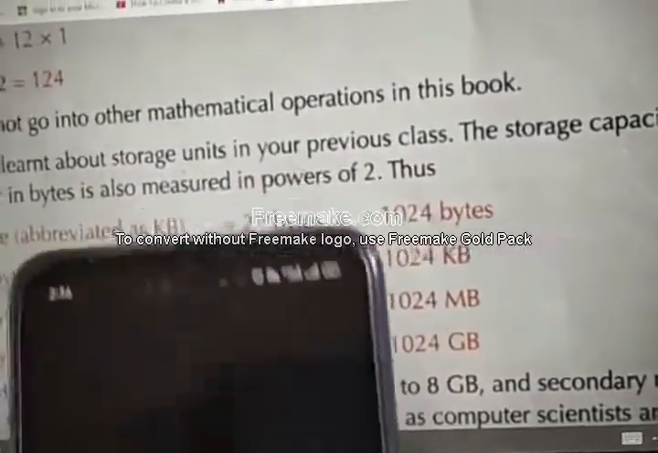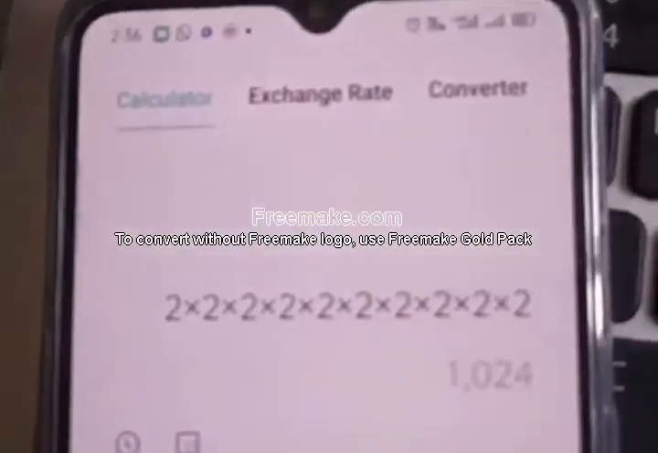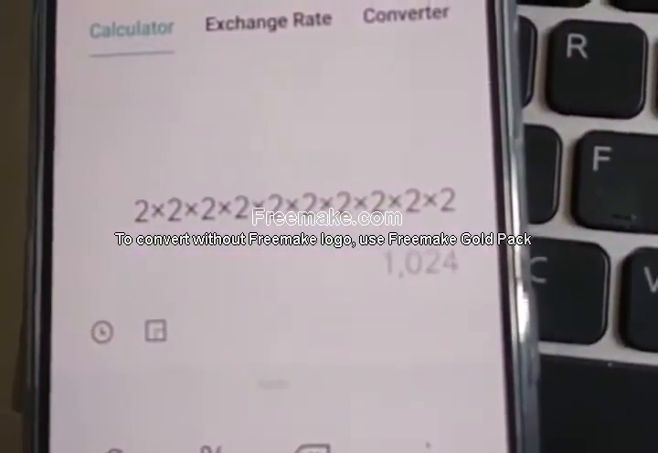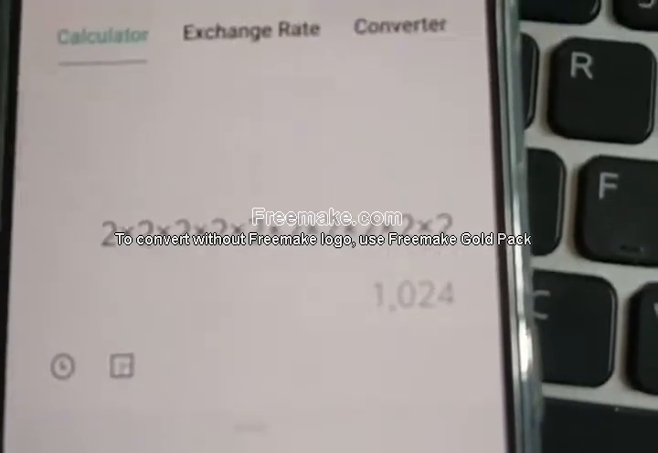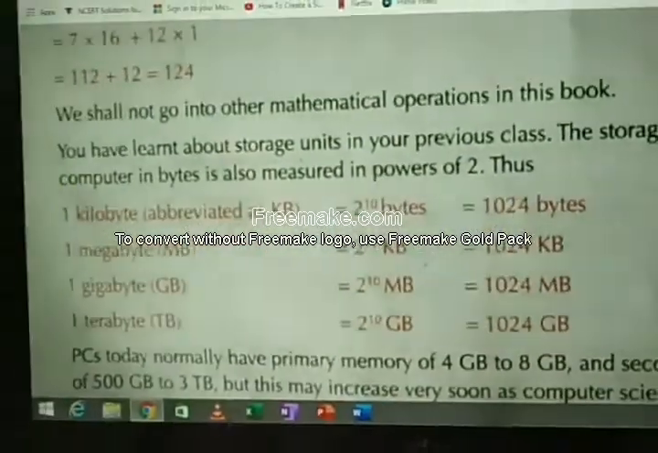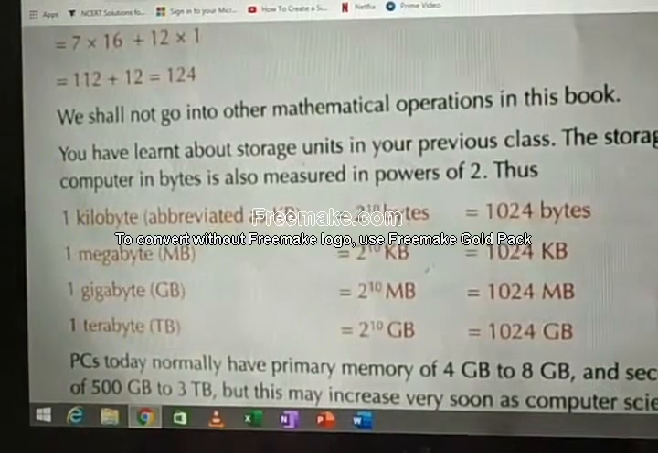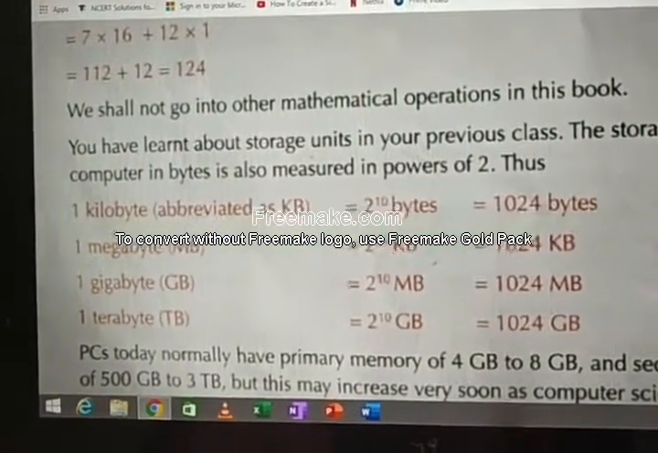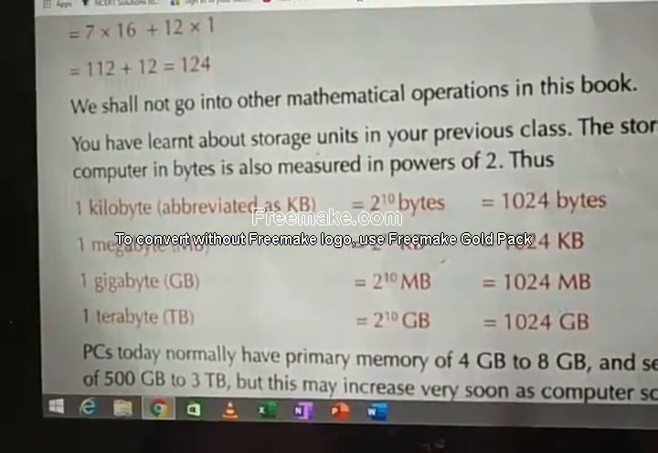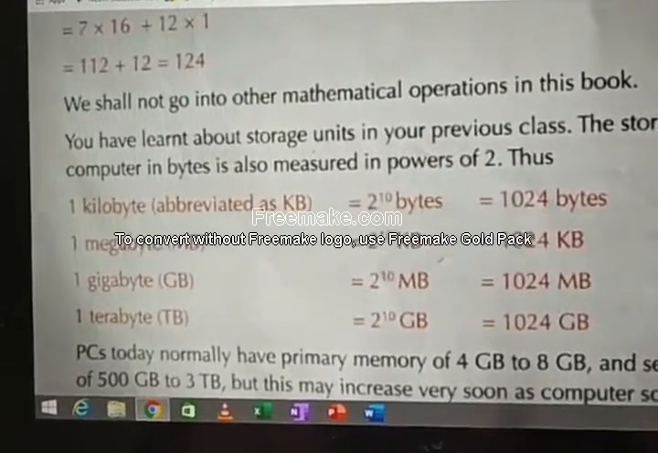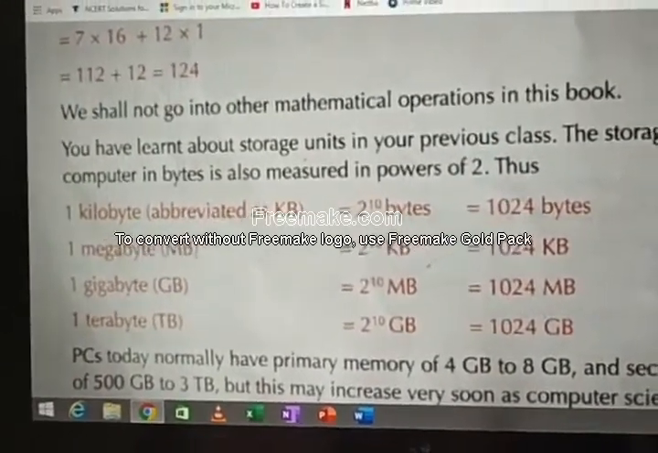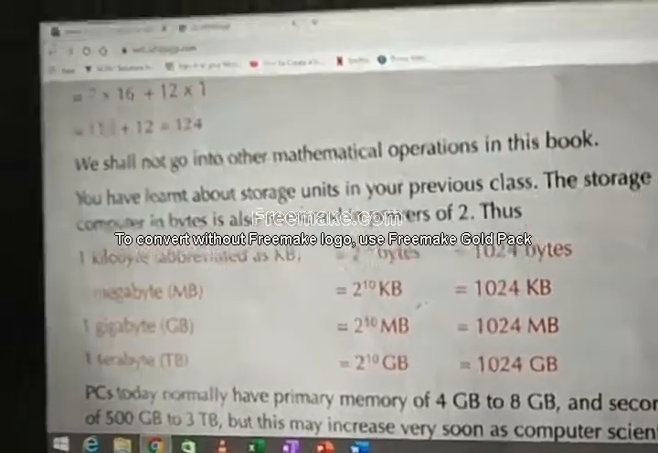So by this only, storage space is allocated. See, 10 times I have multiplied. Not divide, sorry, multiply. 10 times I have multiplied. So what will you get? 1024. This is how memory space is allocated. This is how 1 KB is equal to 1024 bytes, 1 MB is equal to 1024 KB, 1 GB is equal to 1024 MB, and 1 TB is equal to 1024 GB.